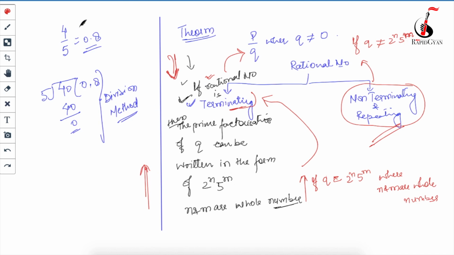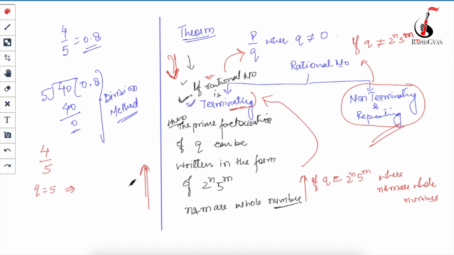So first example is this. Let's talk about this: 4 upon 5 equal to 0.8. Now what is the value of q? q is equal to 5. So can you write this q in the form of 2 to the power n and 5 to the power m, where n and m are whole numbers? One question you will ask: sir, in the denominator we only have 5, we do not have 2, correct? Right question.